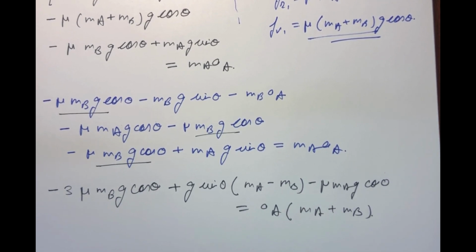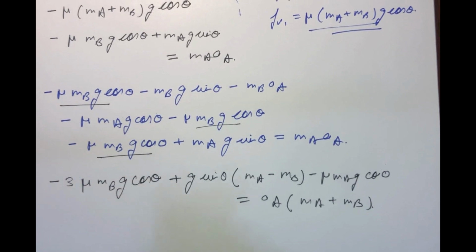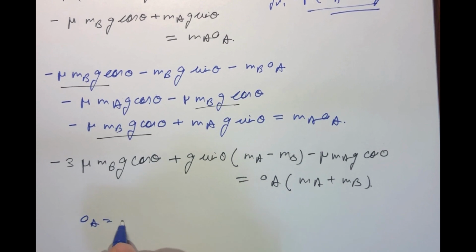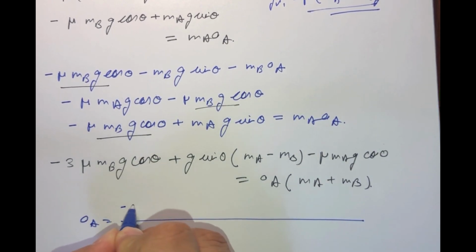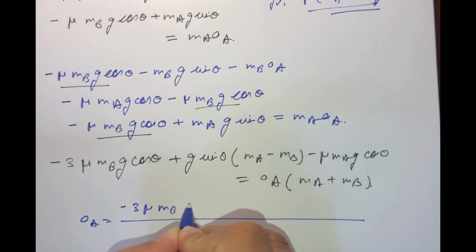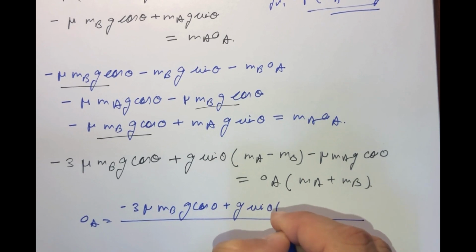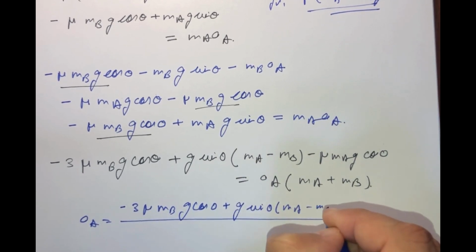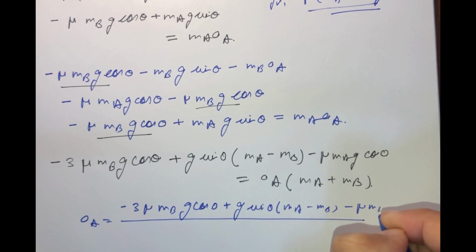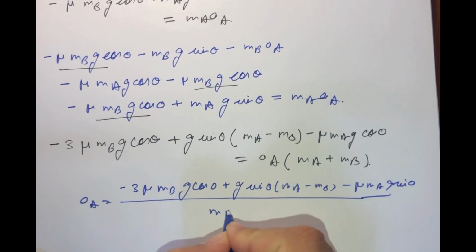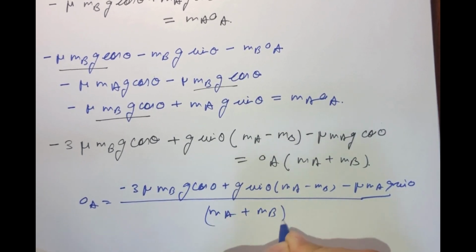Okay, next we are simply going to put the values. So from here we can say our acceleration of A will be equal to minus 3 mu MB g cos of theta plus g sine of theta times MA minus MB minus mu MA g cos of theta, divided by MA plus MB.